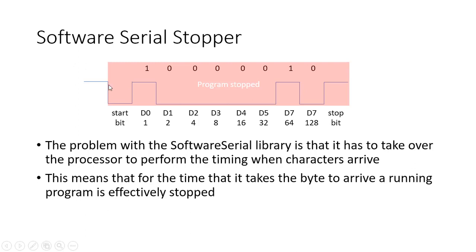The way it works is it sees the falling start bit and it goes, okie dokie, I'm going to read a byte now. So it stops doing anything else and it samples the data here, here, here, here, going down the line, builds the byte up, and then sends it on into the program. But for the duration that this is happening, your program is stopped. So your foreground program isn't doing anything at that point.